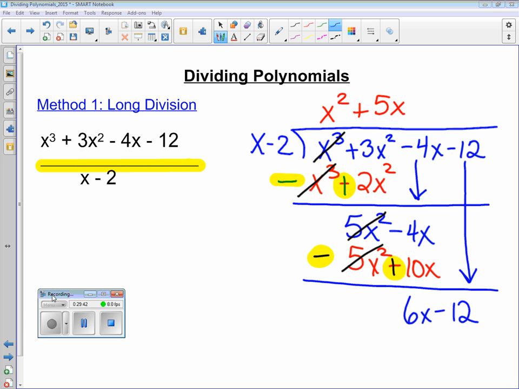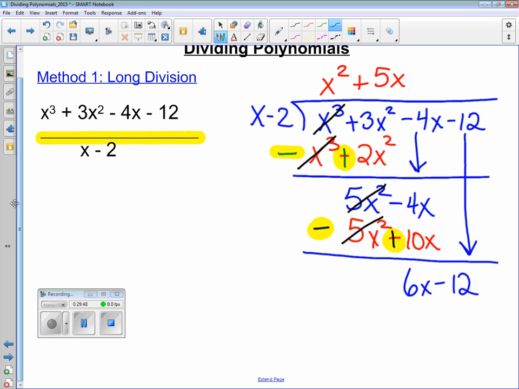Now, I have one last step to go. So I have to figure out x times what is 6x? 6. Good. So I'm going to say plus 6 equals, now let's do the same process. 6 times x is 6x. 6 times negative 2 is negative 12.